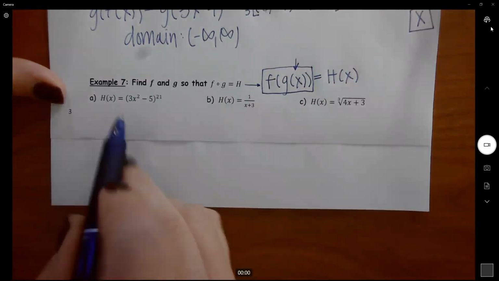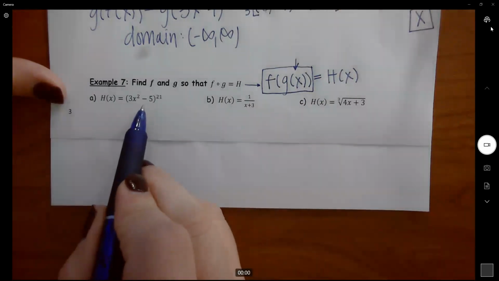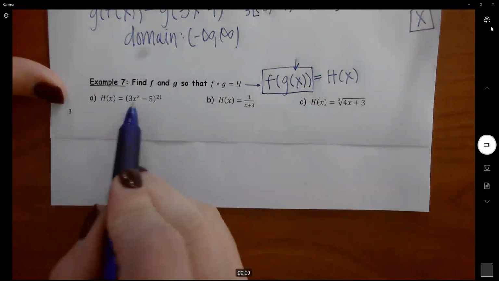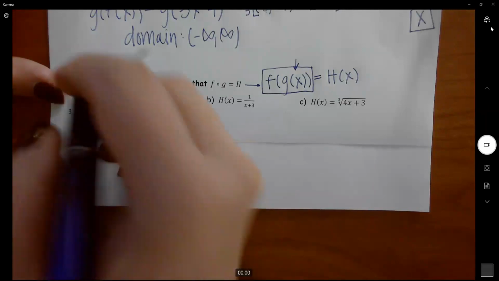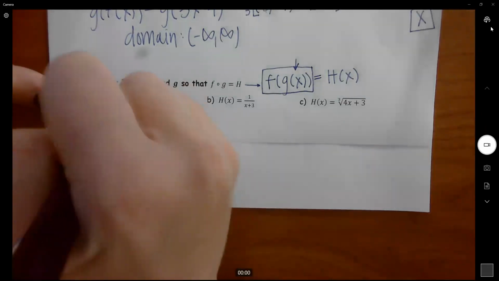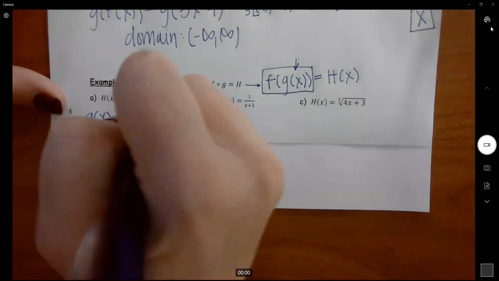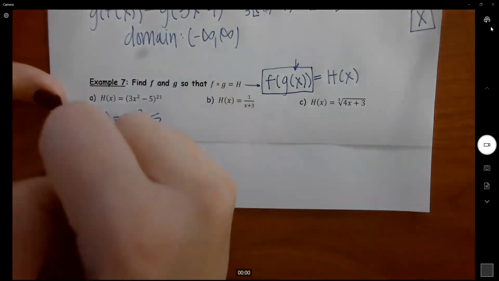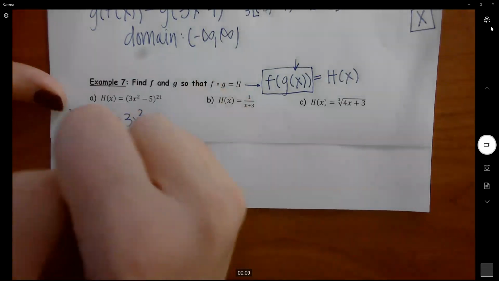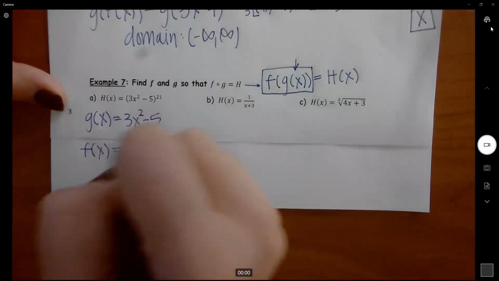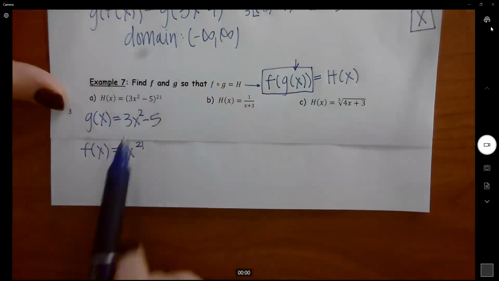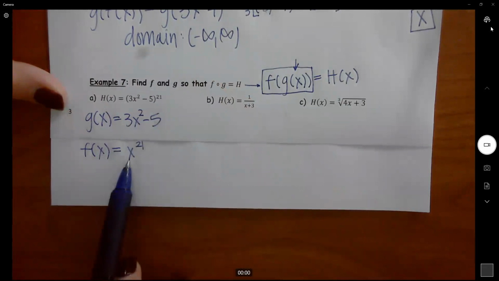So here, if I have (3x squared minus 5) to the 21st power, what you kind of have in a grouping right here, this is your g of x. So in this one, my g of x is 3x squared minus 5. And so then that would leave my f of x to be x to the 21st power. All right, so now if you take your g of x and you plug it into x here, you get this right here.